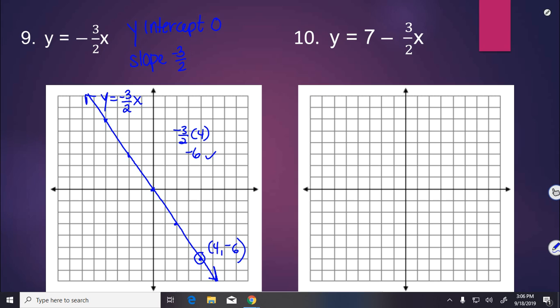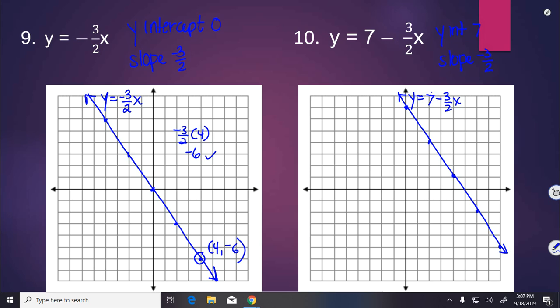All right, here we go. Number 10. So now my y-intercept is +7, and my slope is still -3/2. So if I start at +7, that's way up here, I would go down 3/2, or down 3, right 2, down 3, right 2, down 3, right 2. I cannot go up 3, left 2 because there's not enough space. Draw my line. Arrows on both ends. Label it with the function rule.